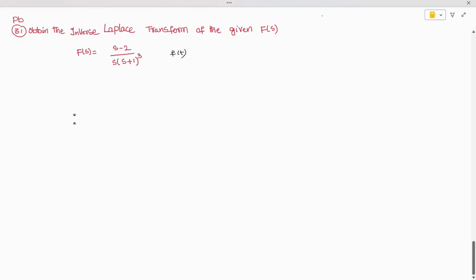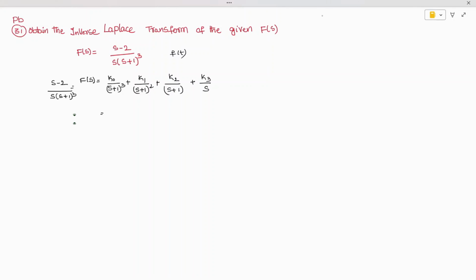Here we are having three roots, so I can write down this F of s as, assuming one constant as k naught, k naught divided by (s plus 1) whole cube, plus k1 divided by (s plus 1) whole square, plus k2 divided by s plus 1. Okay, and the next left term is k3 divided by s. So this is the F of s given to us. This F of s is (s minus 2) divided by s into (s plus 1) whole cube.